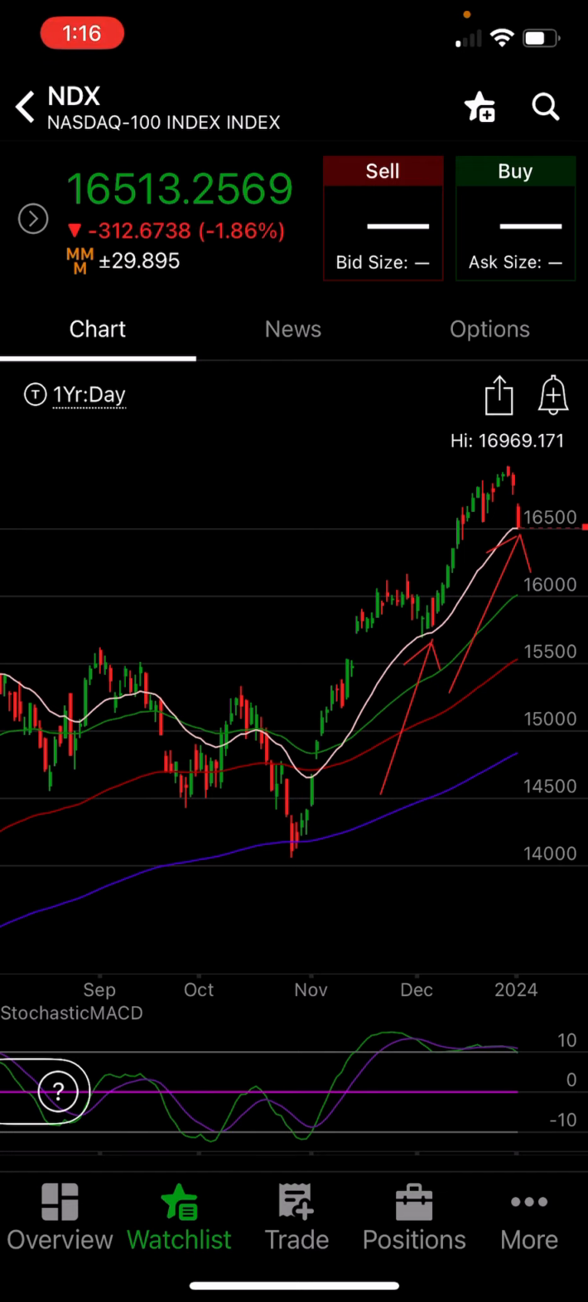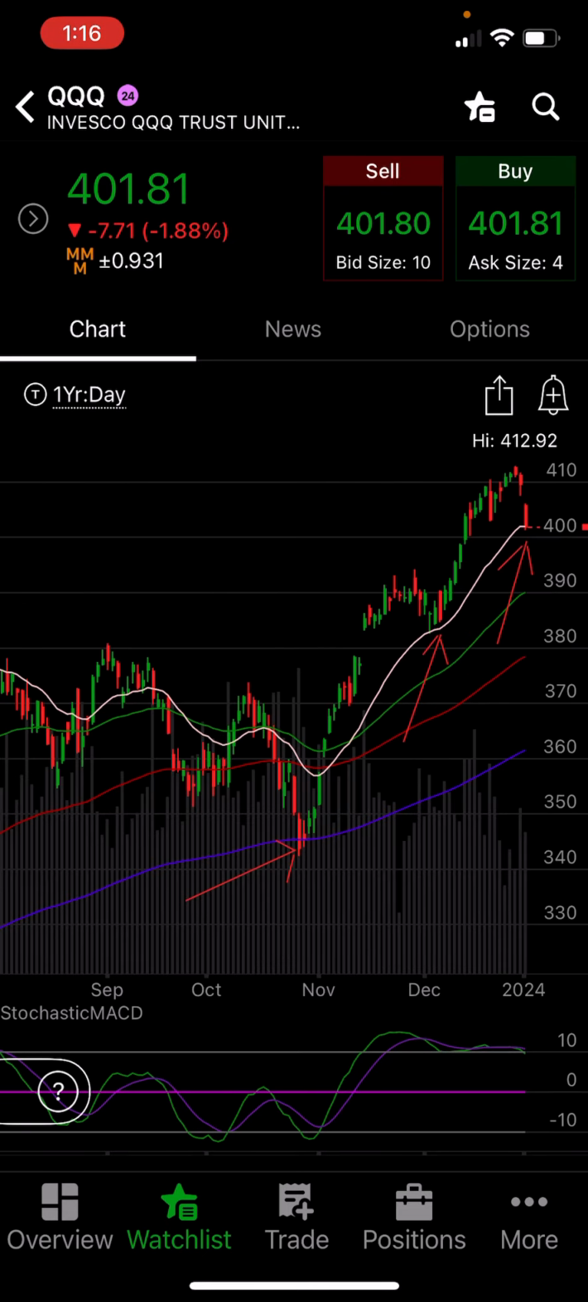All right. As you see here, we have the NDX, but we're going to switch to QQQ because it's a little cleaner to my eye. So I want to show you something. The white line that you see here is a 20 EMA. The green line is the 50 EMA. The red line is the 100 EMA. And the purple line is the 200 EMA.